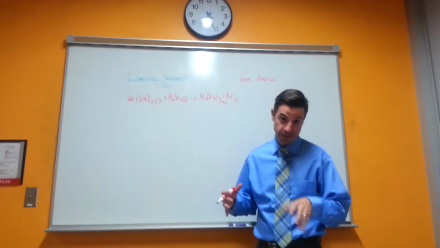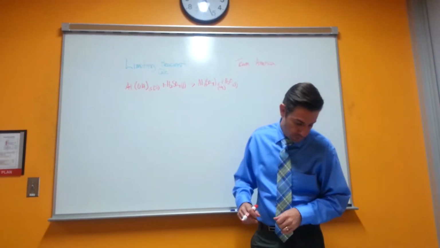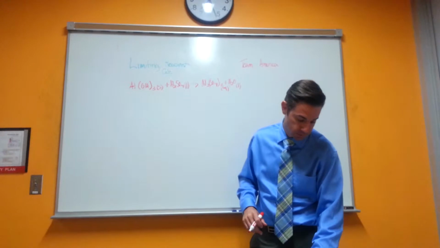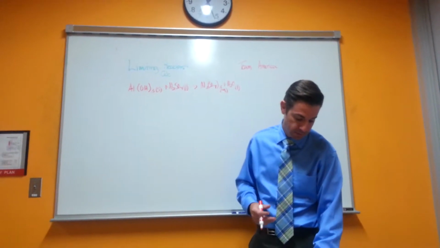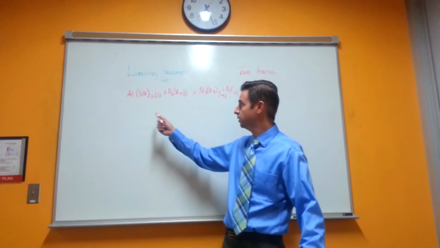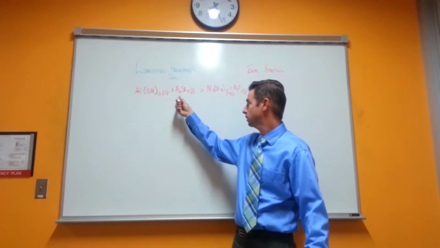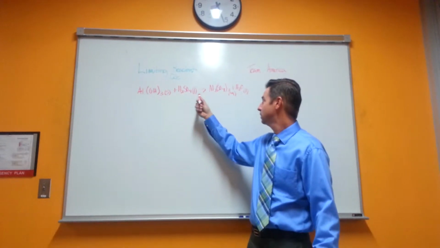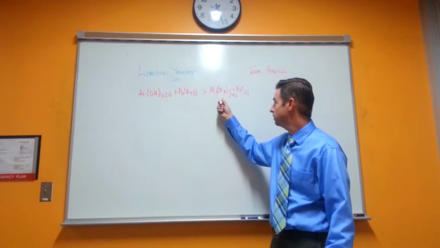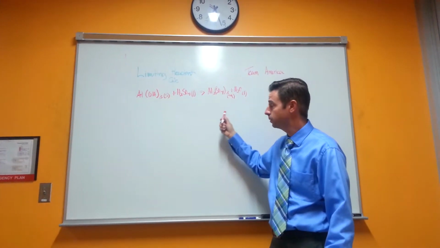Alright, so we're going to do question 65 out of the book, which says, if we have 1 gram of aluminum hydroxide and that reacts with 3 grams of sulfuric acid, what is the mass of the water produced? So we have our equation here. You have aluminum hydroxide plus sulfuric acid, then produces aluminum sulfate and water, H2O, right?